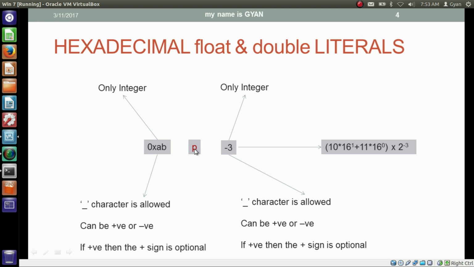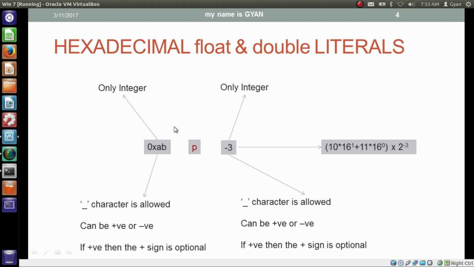P represents power of 2 and this is the exponent part. The exponent can be only integer. It cannot be fractional. Underscore character is allowed between digits and the exponent can be positive or negative. If the exponent is positive, then the plus sign is optional, but if the exponent is negative, then minus sign is compulsory. Here the exponent is negative.